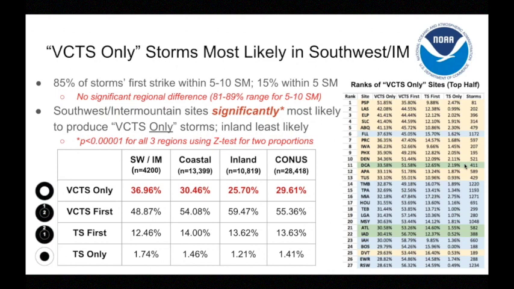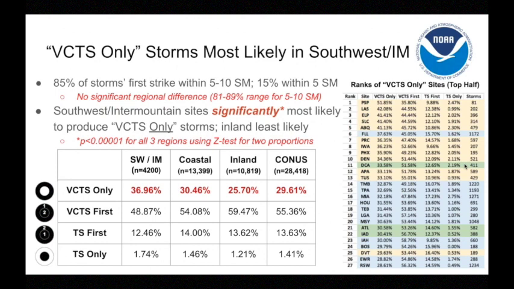But despite the majority of storms around airports experiencing their first strike within 5 to 10 miles, the Southwest and Intermountain region had a significantly higher average of VCTS only when compared to the inland and coastal regions. You can see right there in the box that 37% of the time they had VCTS only storms, compared to almost 26% and 30% even for the whole continental US.